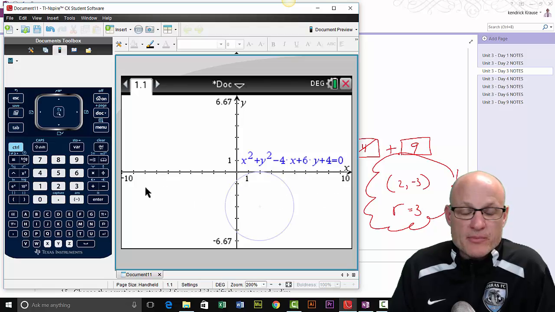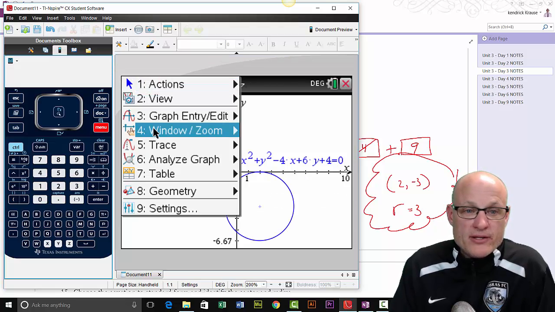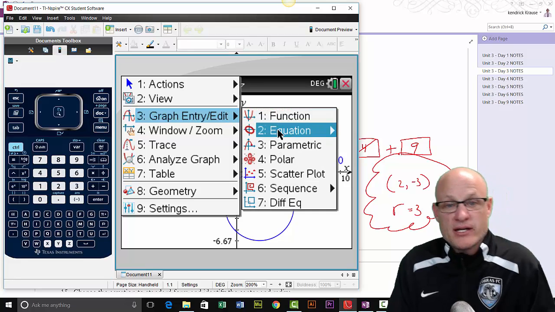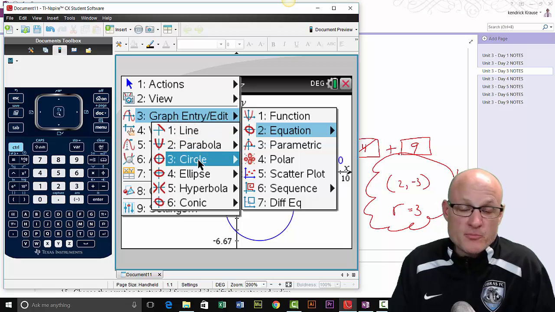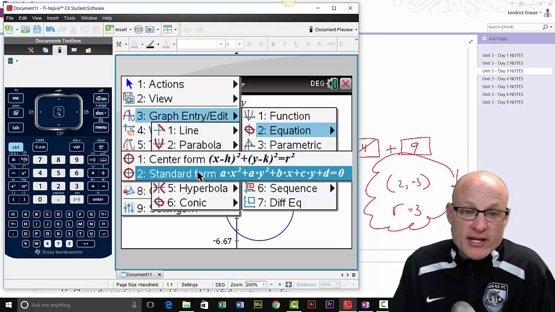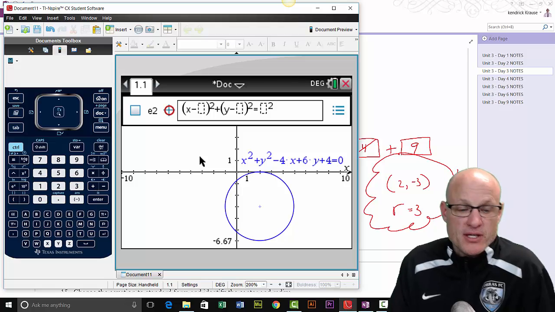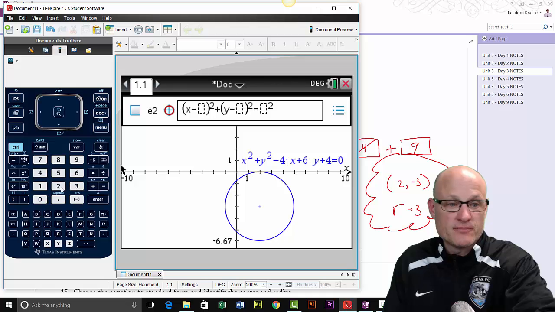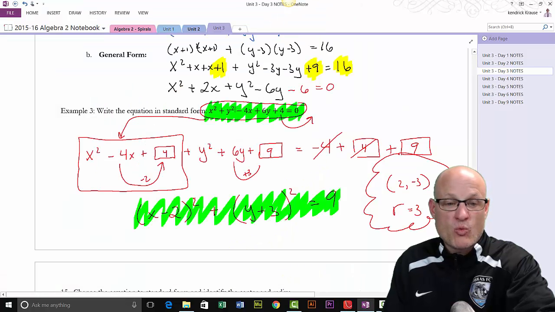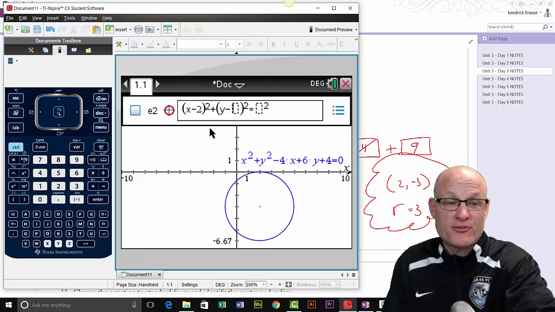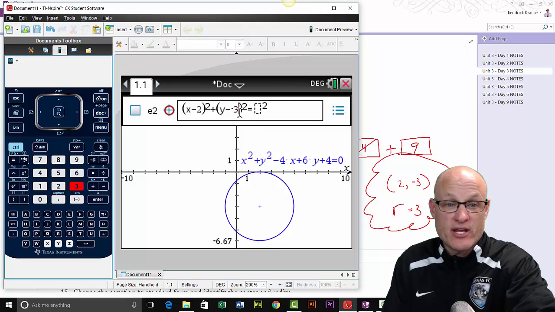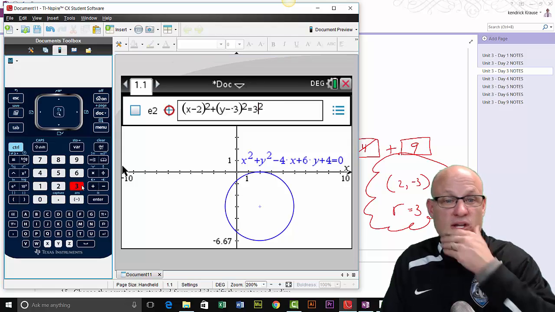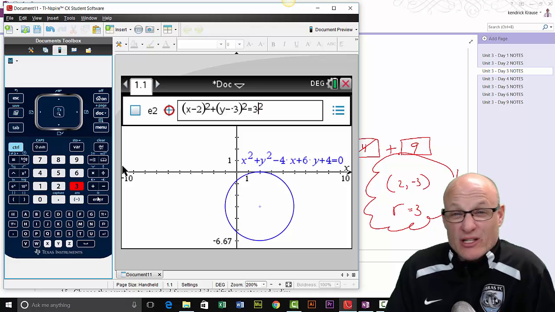And there it is. Okay, now I want to do the same thing. We're going to go menu, graph entry, equation, circle, but this time we're going to use the center radius form. And if you remember correctly, it was x minus 2, so we're going to put a 2 there. And then it was y plus 3. Now, the only way to get a plus 3 in here is to put a negative 3 in there. See, it's negative, negative, which makes a plus. And we said the radius was 3, center radius form. It should overlay right on top of it.